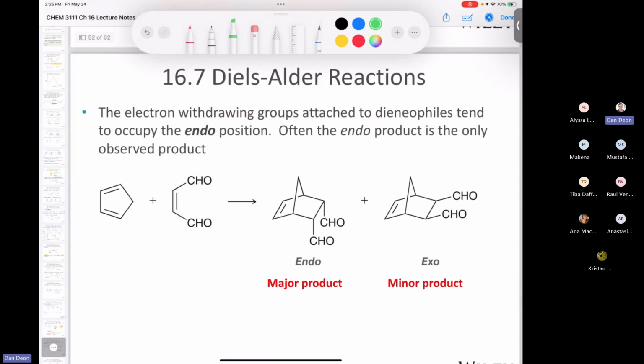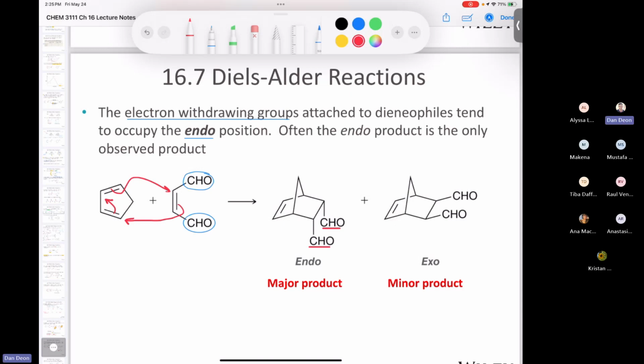So it says, for our electron withdrawing groups, remember our electron withdrawing groups, which were the carbonyls here and here, when those are attached to your dienophiles, they actually end up in the endo position, which is pointing down. Often the endo product is the only product. So if you do this reaction, we could practice drawing our Diels-Alder arrows like this, and this. The only product you get has those two aldehydes pointing down, and so they're in the endo position.